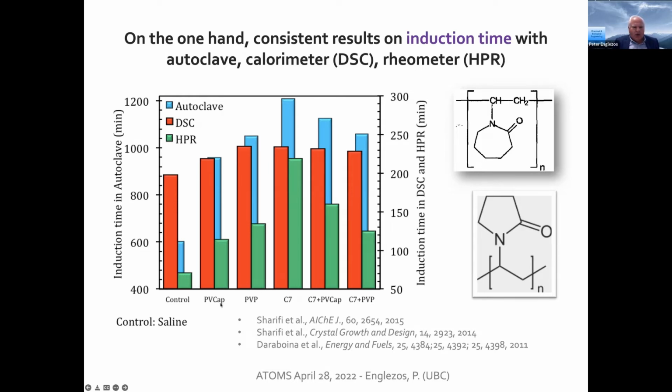That is, if you include PV-CAP, which is a chemical inhibitor, and PVP, another chemical inhibitor, not as strong as PV-CAP, or if you add C7, a hydrocarbon liquid phase, you notice that the trends are consistent. The induction time in the presence of PV-CAP is longer in every system and follows the same trend. So that gives you, I believe, more confidence in the impact of the chemical, because with 3 independent methods, although you've got different induction times, you've got the same trend in terms of the activity of the chemical.